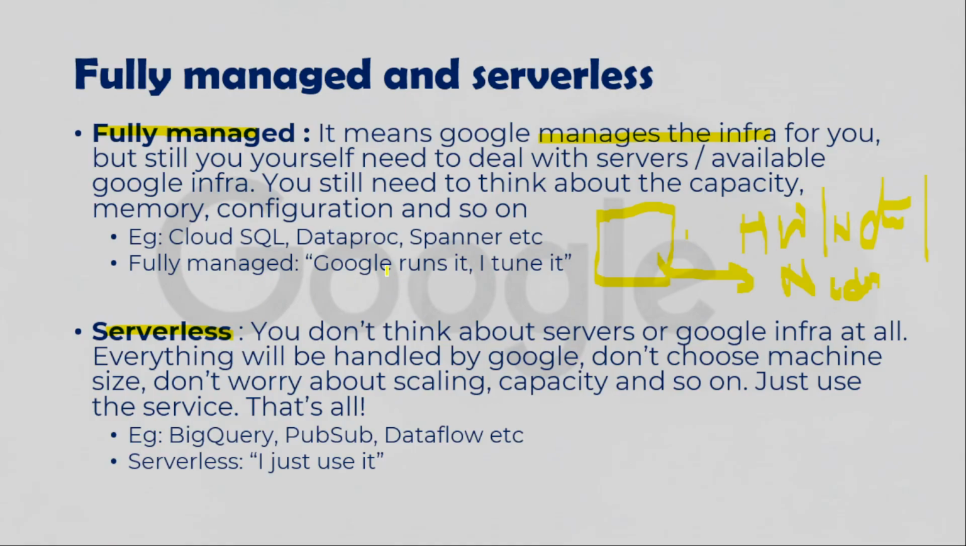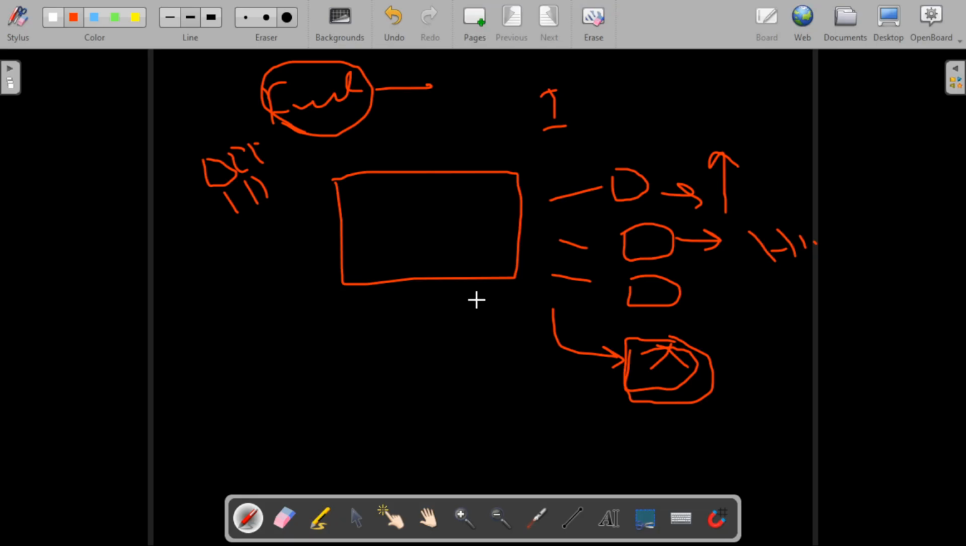The examples are Dataproc, Cloud SQL, and Cloud Spanner. Make sense? Next we have a serverless service. A serverless service is like you just use the machine and Google will take care of everything. Google will say, okay, your load is less, I will remove some VMs for you. Oh, your load has increased again, let me add some more VMs. All the things happening in the background will be taken care of by Google itself. You just use the service.